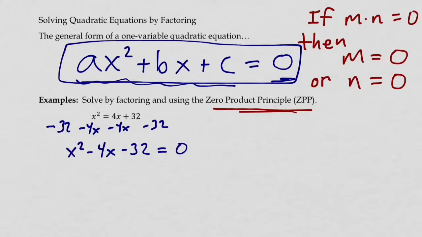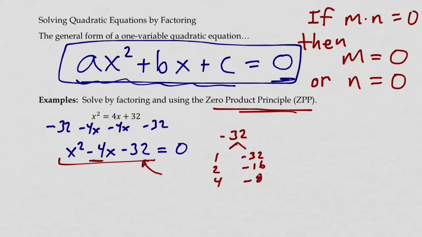And now, to apply the zero product principle, we need to factor the left-hand side. To factor the trinomial, I want to look at the negative 32 and try to find a factor pair that adds to equal negative 4. Since I want a negative result, I want the bigger factor to be negative, so I could list some of the factors if I can't think of it right away. And it turns out that 4 and negative 8 will do the job, because 4 plus negative 8 is negative 4, and 4 times negative 8 is negative 32.